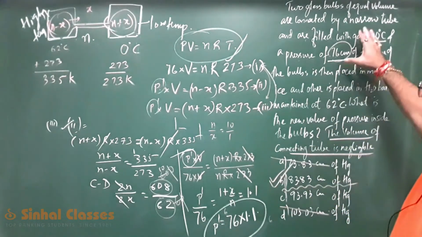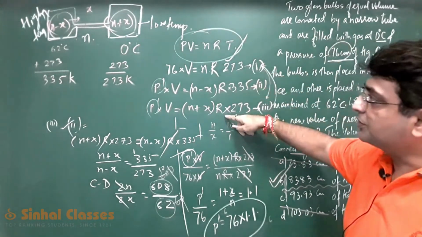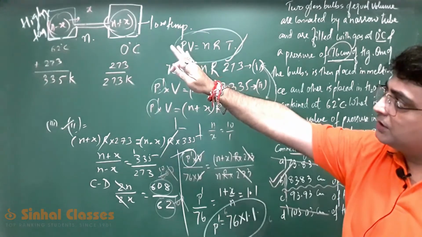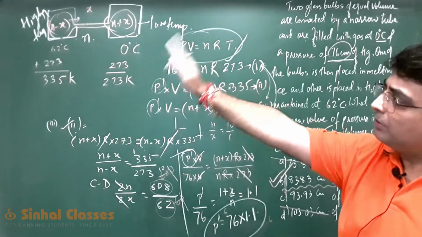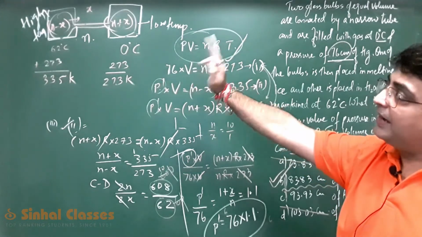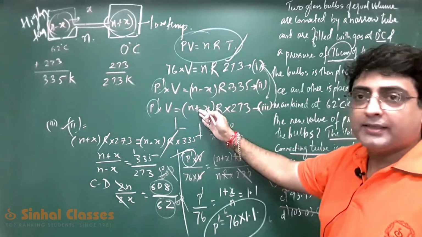First part is what? Simply go for an equation of state of an ideal gas. Get the two equations, because I've said that the tube connecting them is of negligible volume, so we are not going to consider any change in pressure. The number of moles transmitted from the high temperature side will be n minus x left behind, and the other will be n plus x. Use the equation of state for both the cases.